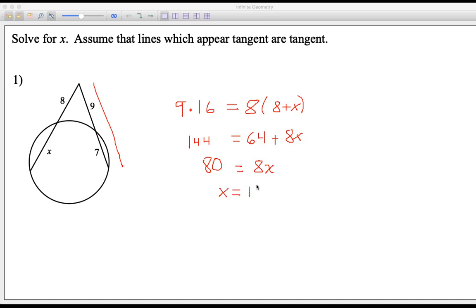Could I make this problem harder? I could say, how long is the secant on the left side? Okay, so that's the only way I could make it more challenging. Very good. Bree, questions?